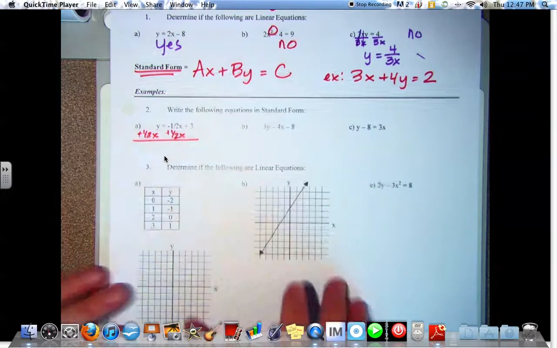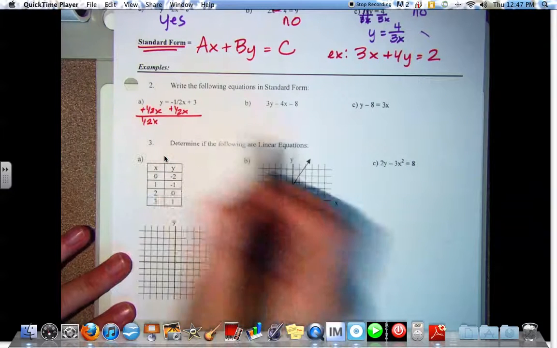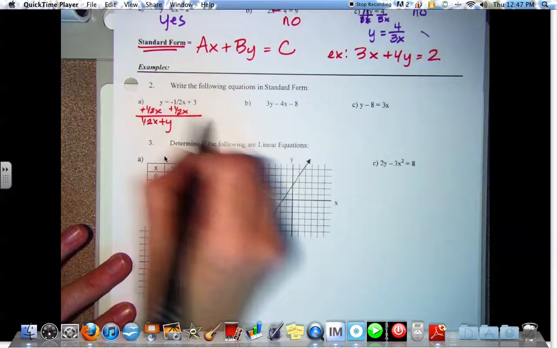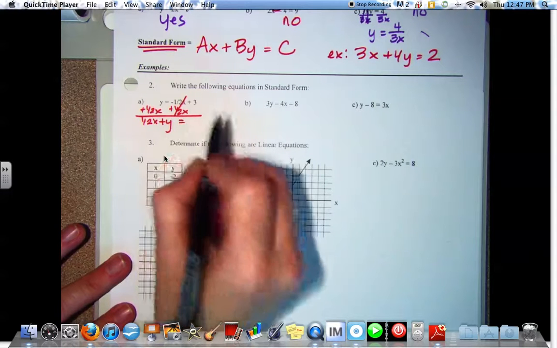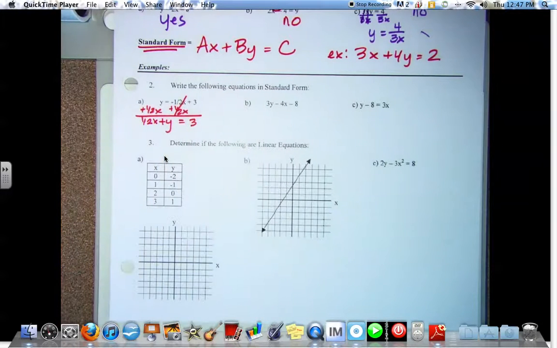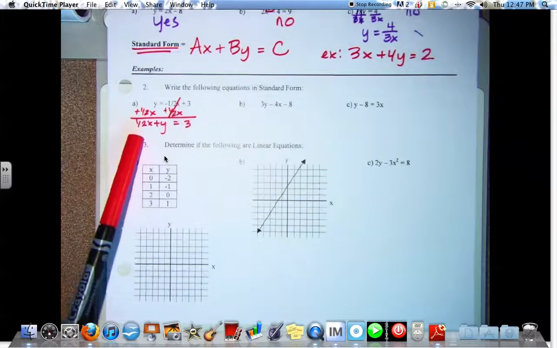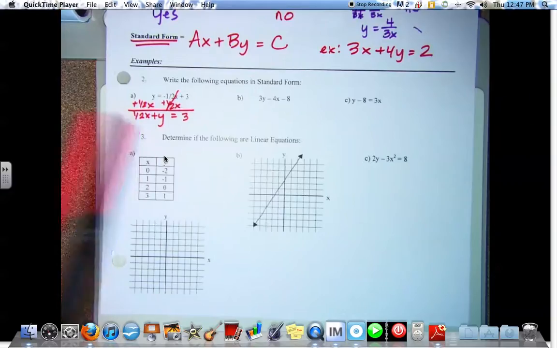So on the left, we have 1/2 x plus y, and on the right-hand side we have equals 3. Now, the other issue with this is that we don't want to have a fraction next to the x. We want to have a whole number. So what could we multiply this by to get rid of that fraction?